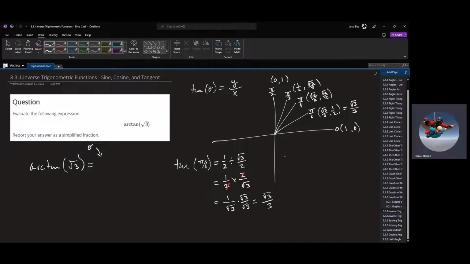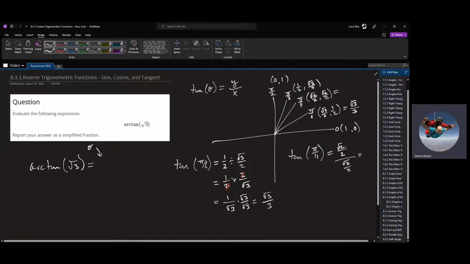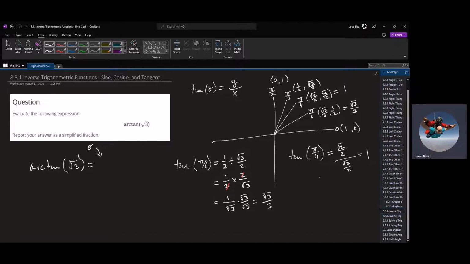So let's look at our next one. This one's a little more obvious, and we're not really going to have to calculate it, but let's go ahead and do it. So tangent of pi over 4 is equal to our y, square root of 2 over 2, divided by the x, which is also square root of 2 over 2. But anytime you have something divided by itself, that's just 1. So now by process of elimination, we already know that our answer here has to be pi over 3, but let's go ahead and just show the work.